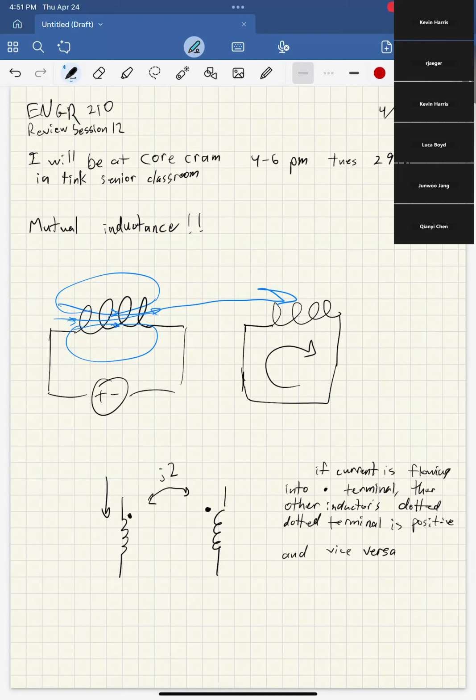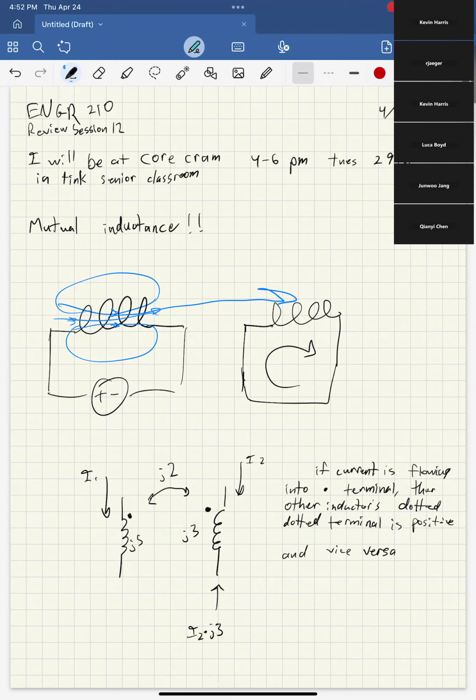What that means is, if there was some I1 here and this one was I2, and ordinarily this is j3 and this is j5, then looking at the voltage drop across this inductor with no consideration of the mutual inductance, it would just be I2 times j3. That would be the voltage drop.